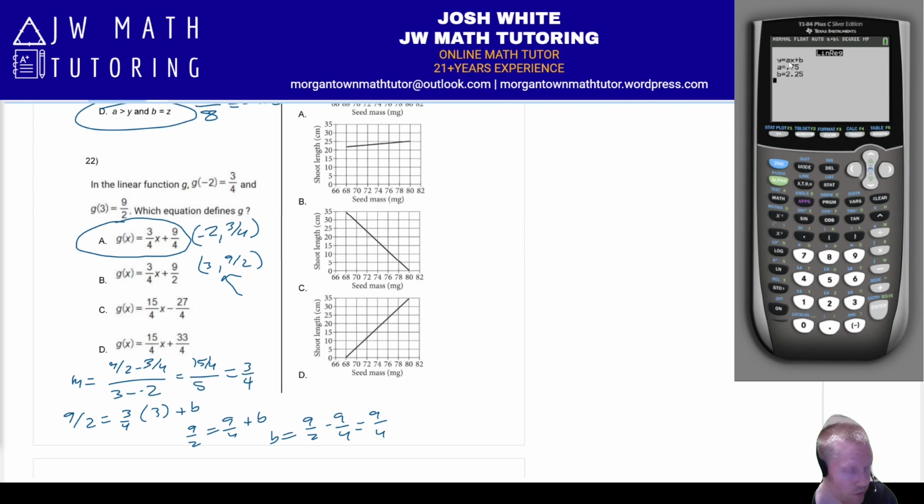The a value represents m, or the slope, so the slope is 0.75. The b value represents your y-intercept, 2.25.